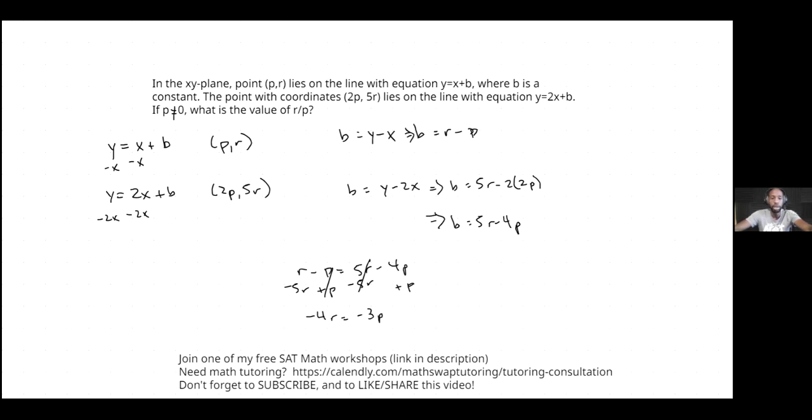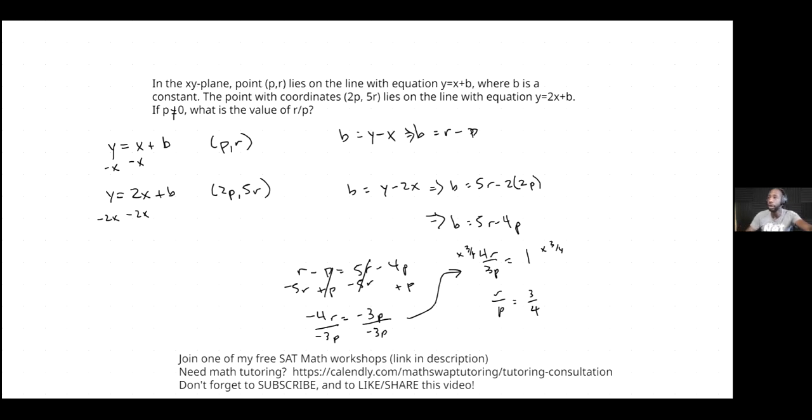Okay, so let me divide. I want r over p. So let's take our work over here. So that's 4r over 3p is equal to 1. So now I want to get rid of the 4/3, so I'll multiply by 3/4. So r over p is going to be equal to 3 over 4.